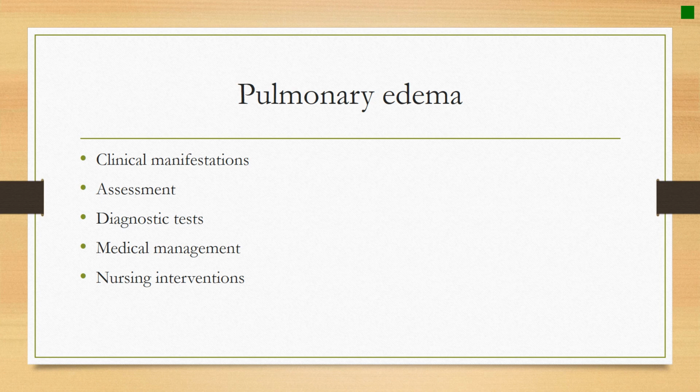Diagnostic tests include chest x-rays and ABGs, looking at the oxygen and carbon dioxide especially. It could reveal respiratory alkalosis or respiratory acidosis. Medical management: the patient is in high Fowler's position or over the side of the bed with arms supported at the bedside table. Morphine is given to patients for pain and anxiety.